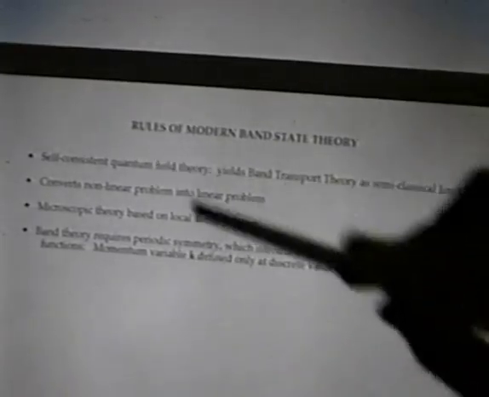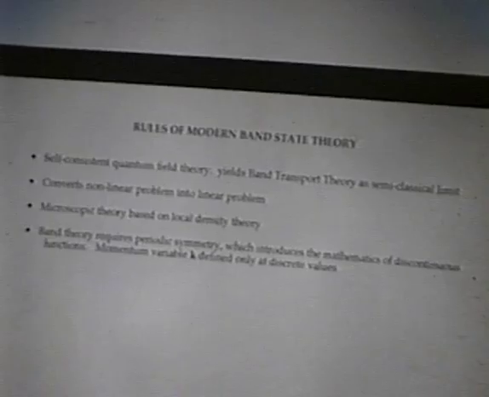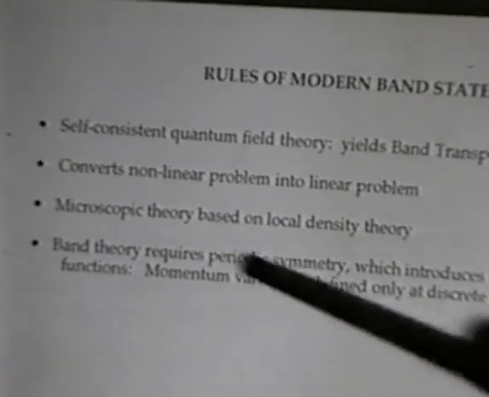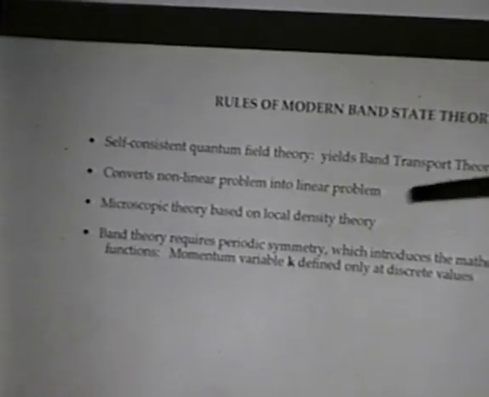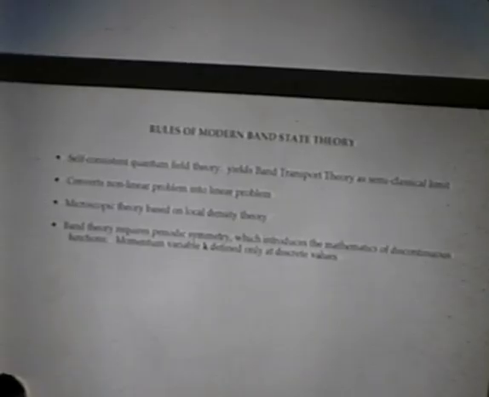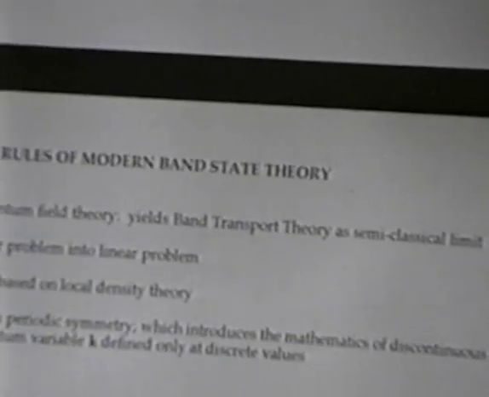In the process, by being self-consistent, and Giuliano says you can't solve these things, you can solve them self-consistently. And that's an important rule about band theory. It says a lot about solids. It's been developed very well. It converts a highly nonlinear problem into a linear problem, and then has a microscopic theory based on local density theory that does this. The band theory requires periodic symmetry. That's another very important point, which introduces the mathematics of discontinuous functions, including cusps, including the kinds of things that completely invalidate Gamow theory. The momentum variable k is defined only at discrete values, and it is reminiscent of a momentum, but it's not a momentum, and I will get back to that point.